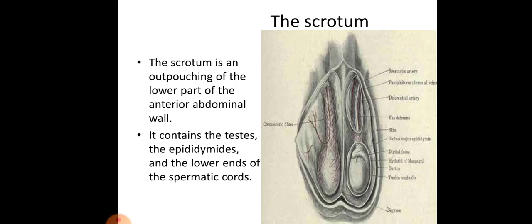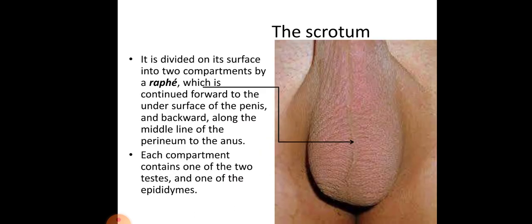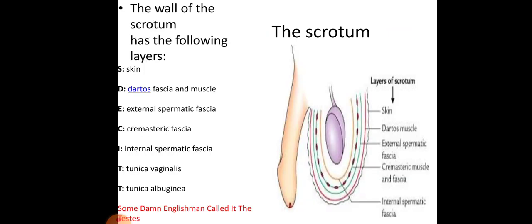Now first, the scrotum. It is an outpouching of the lower part of the anterior abdominal wall. It contains the testis, epididymis and the lower end of the spermatic cord. It is divided on the surface into two compartments by a raphe, which is continued forward to the undersurface of the penis and backward along the midline of the perineum to the anus. Each compartment contains one of the two testes and one of the epididymis.